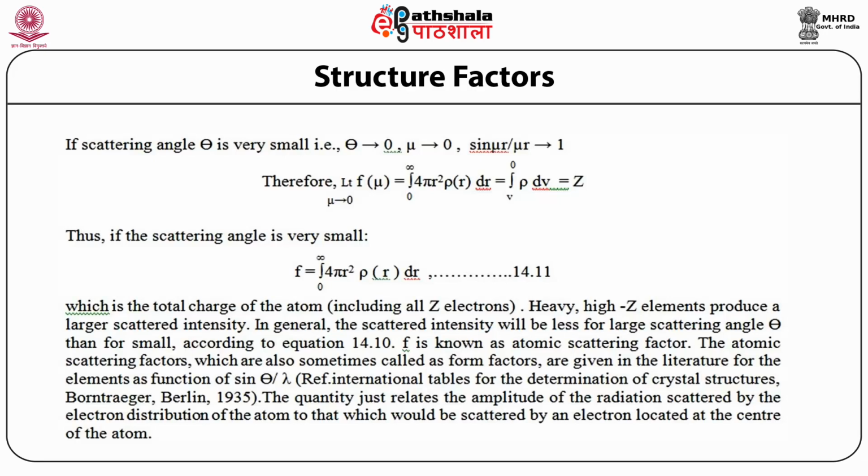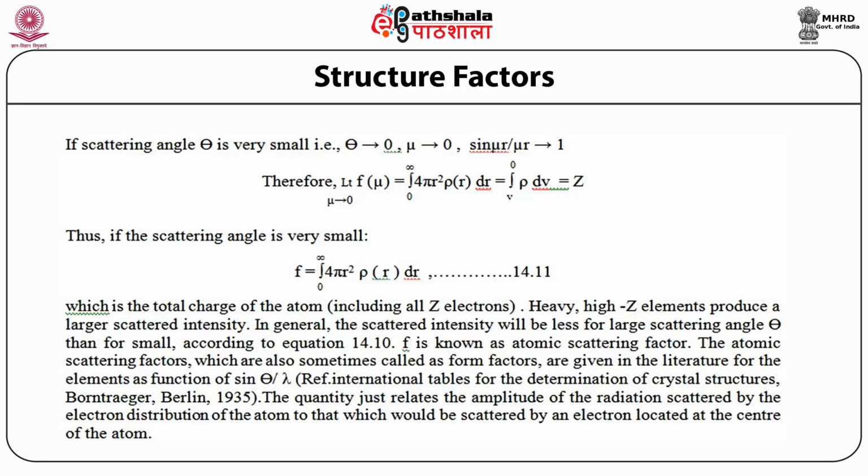Thus, if the scattering angle is very small, f is equal to the integral from 0 to infinity of 4 pi r square rho of r dr, referred to as equation 14.11, which is the total charge of the atom including all Z electrons. Heavy, high Z elements produce a larger scattered intensity. In general, the scattered intensity will be less for large scattering angle theta than for small, according to equation 14.10. f is known as the atomic scattering factor.